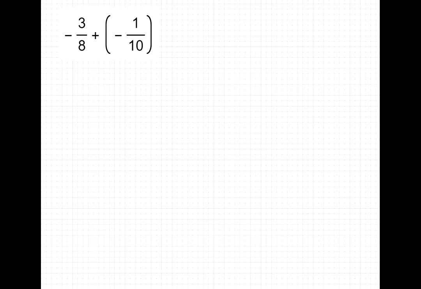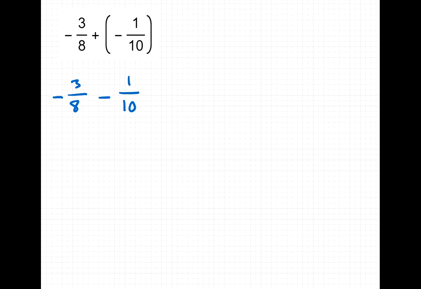So we could say this is negative 3 over 8 minus, and we don't need these parentheses either, minus 1 over 10. So you'll see in the original problem, the 3/8 is negative and the 1/10 is negative, and when I rewrote it, the 3/8 is still negative and the 1/10 is still negative. Okay, so now we have a negative 3/8 minus a 1 over 10.